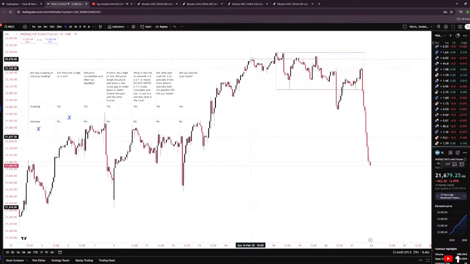Okay, so this was our lower high. This was our higher high. Price never got any higher. Then price came lower than here, and then it bounced around in this area. And then it gave us a lower low. All right.